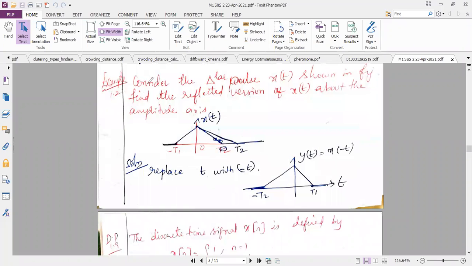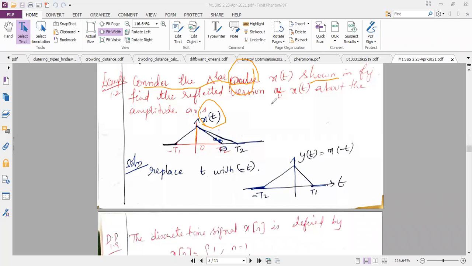So now you can take down the problem. Okay, please take down this problem. We have a triangular pulse x of t shown in the figure. If you see my input, x of t is a triangular signal or triangular pulse. You know the meaning of pulse. Pulse means it won't be repeated. It will be there only around the origin along the y-axis.